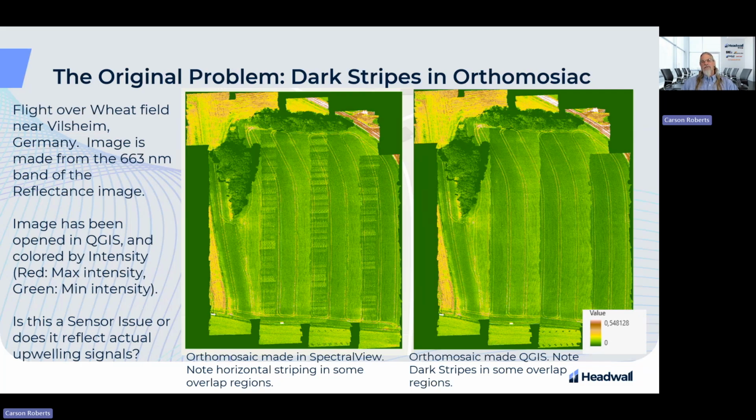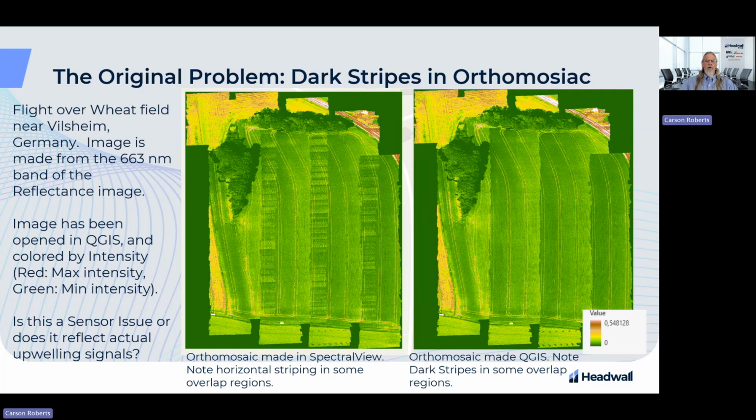On the left, you can see the mosaic made in the Headwall spectral view program, where in the overlap regions, you see a bunch of horizontal stripes. And on the right, you can see the same data, but mosaiced in QGIS, where subsequent images are just placed on top of each other. And you can see much more clearly this variation in intensity as we travel from west to east across the image.